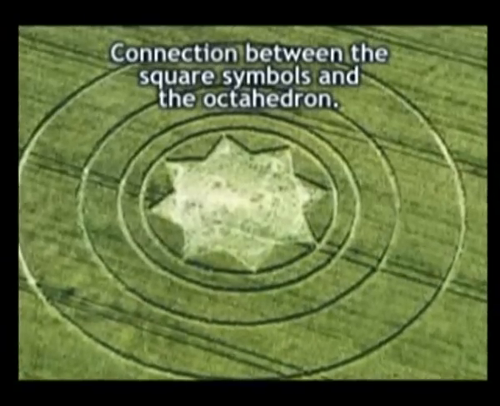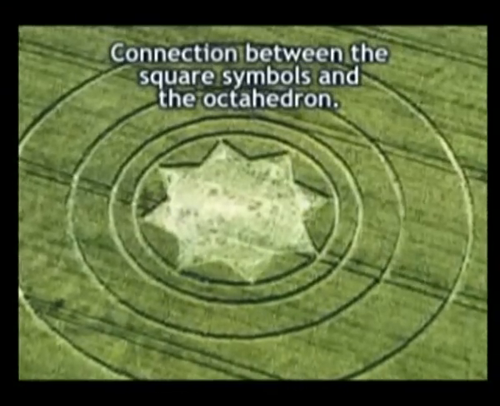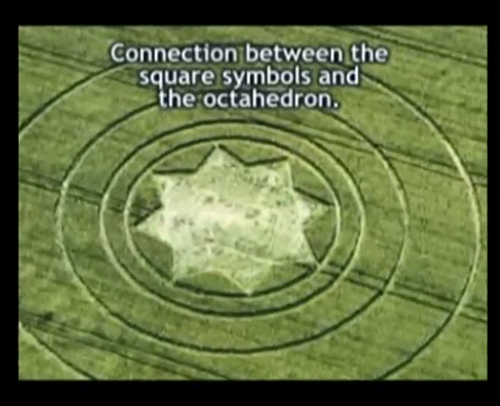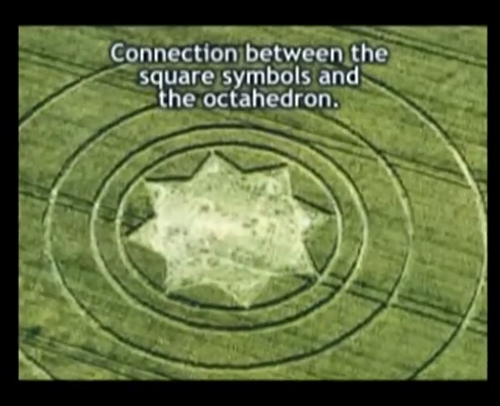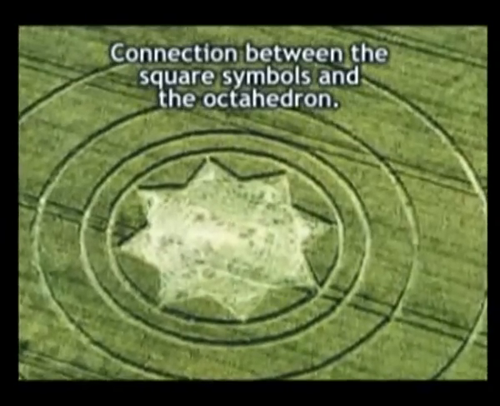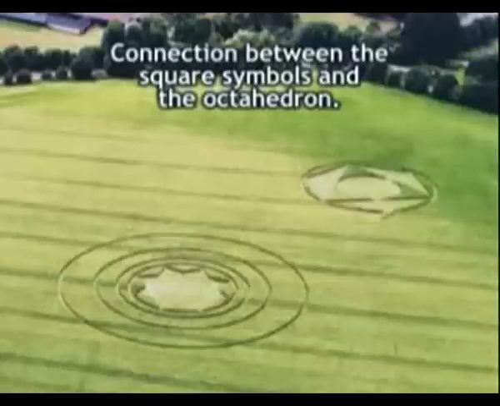Eightfold formations like this can also be used. One square for each half of the pyramid, creating 8 corners. It is impossible to miss the octahedron connection here. This formation provides a link between different designs.